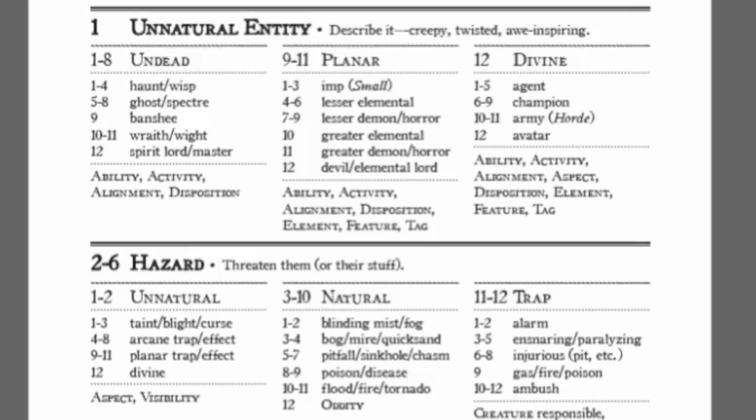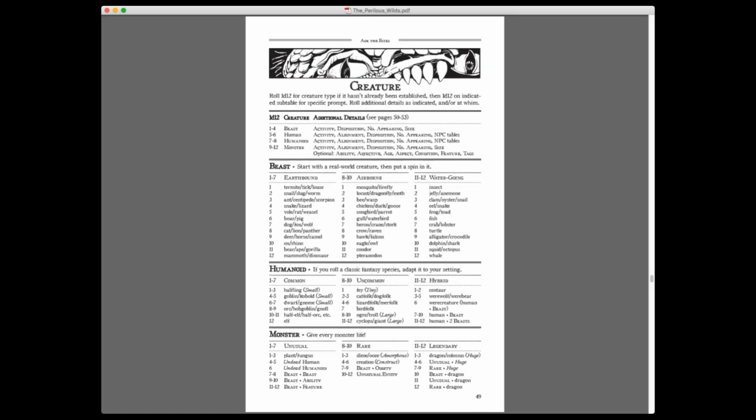Okay? A hazard could be a trap, or a blinding mist, or an arcane trap. Unnatural entities could be undead, or some sort of demon or whatever, and then there's a creature. You can either use a creature table from your own game system if you're running D&D or something. There's a bazillion ways to generate random monsters from that, or you could use their random creature here. The point is, that's how it works, okay?